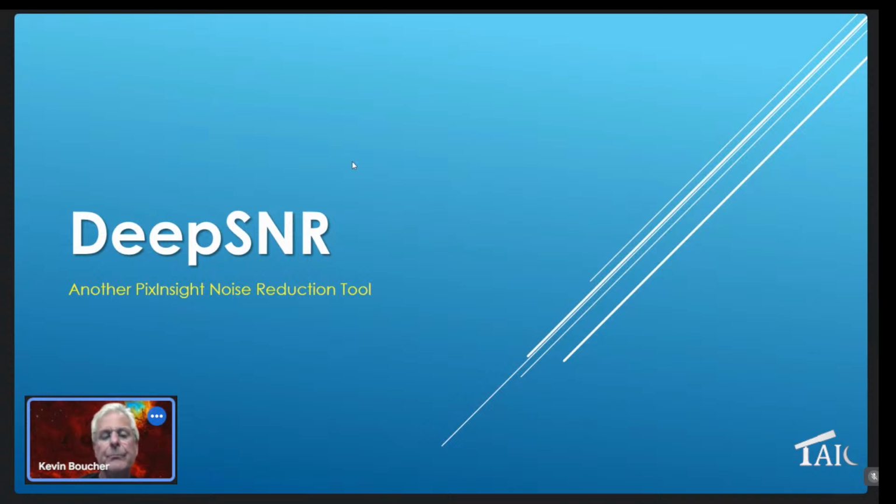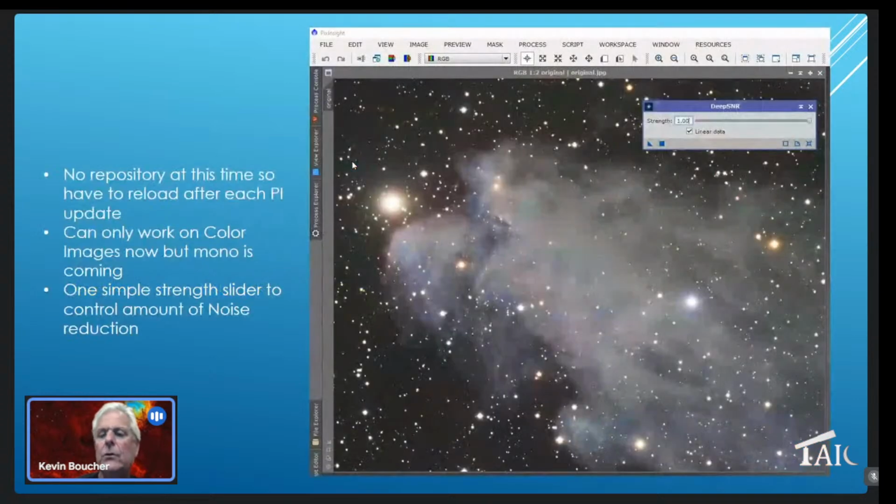Now, in terms of DeepSNR, this is a relatively new tool. I don't use it personally. I have played with it a little bit. What I like about it is it's got a very simple control. As you can see here, it does run in PixInsight as a process. It has a simple slider, which controls the strength of the noise reduction. And it has a checkbox specifying whether you're working with linear data or not. That's really it.